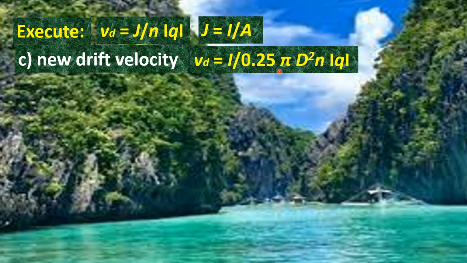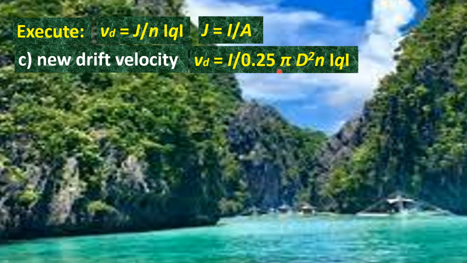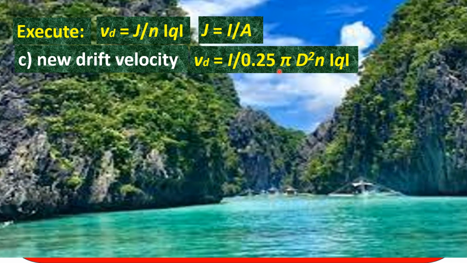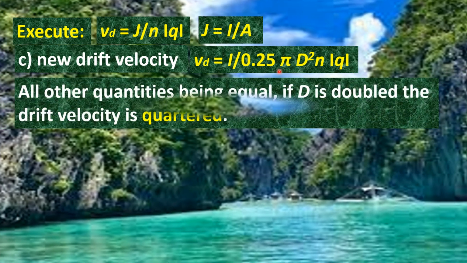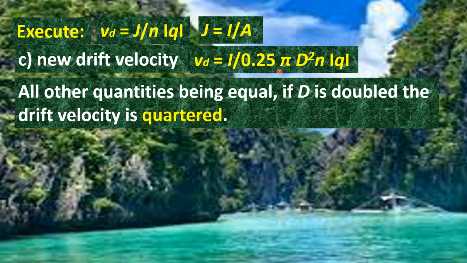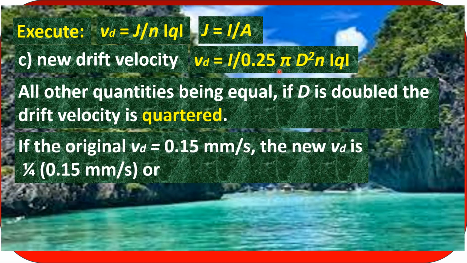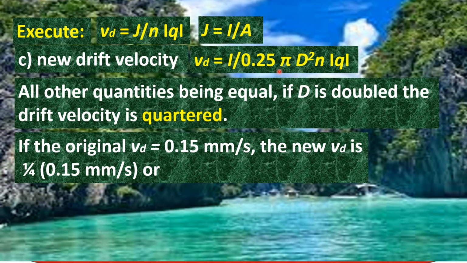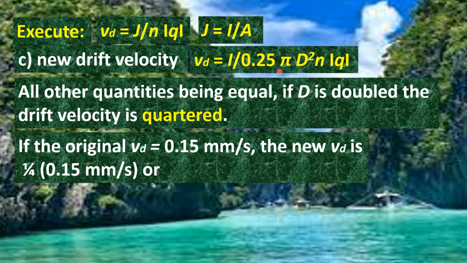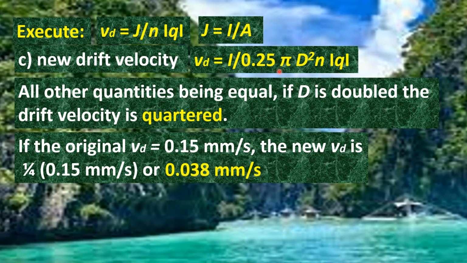Now, since only the diameter of the wire has been doubled to twice the original diameter, with all other quantities held constant, then we say that the new drift velocity will just be quartered, meaning that 1/4 of the original drift velocity, 0.15 millimeters per second, is now decreased to 0.038 millimeters per second. All right?